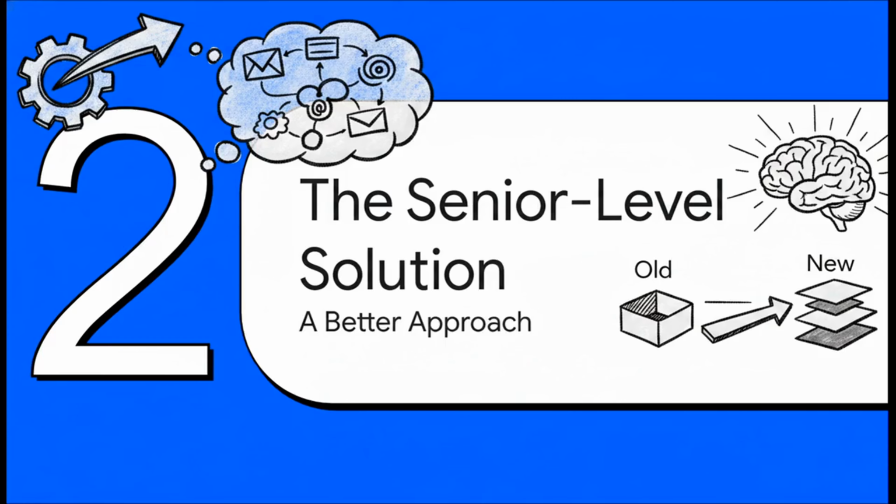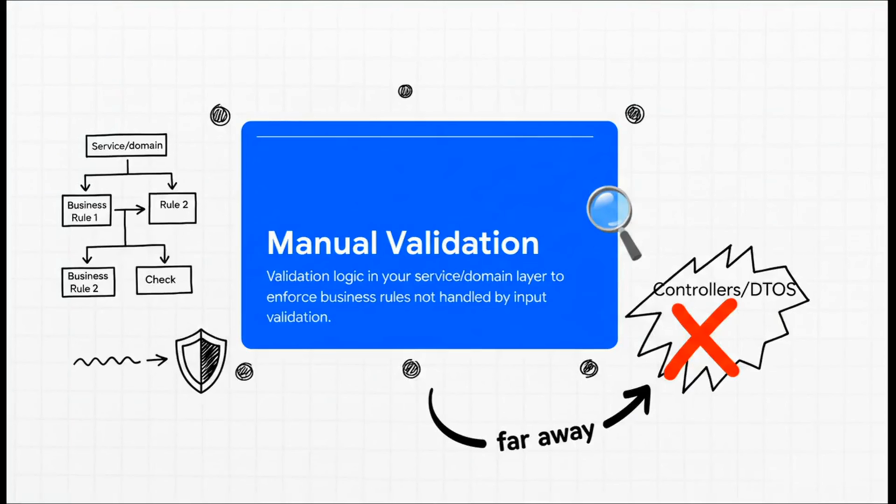So how do we get out of it? How do we fix this? Well, we adopt what I like to call the senior level solution. And listen, this isn't about grabbing some new shiny library or a fancy framework. It's a fundamental shift in how you think about validation. And that solution is manual validation.